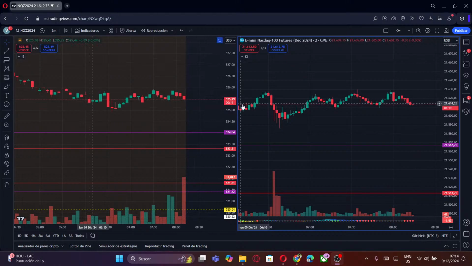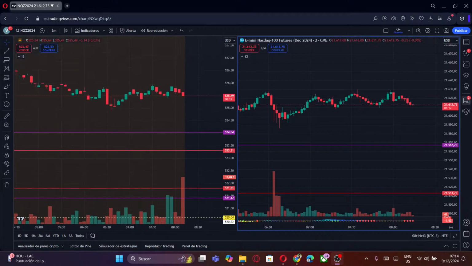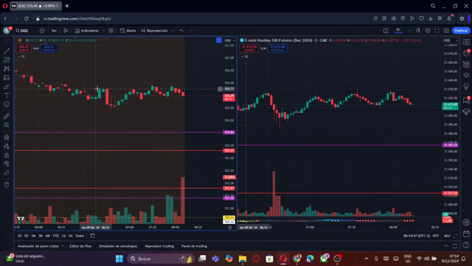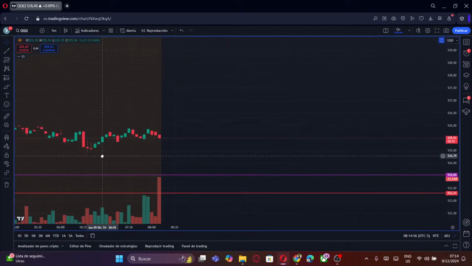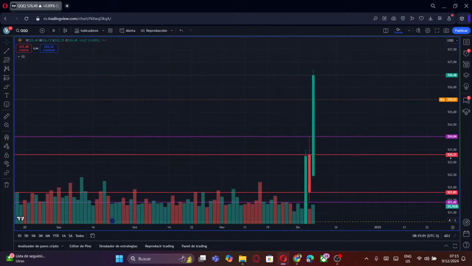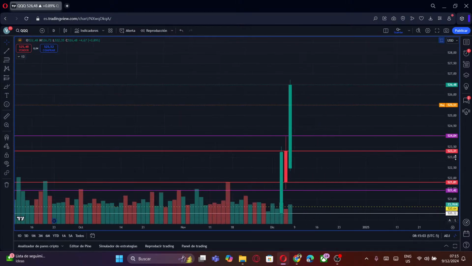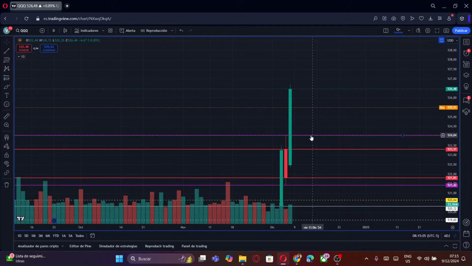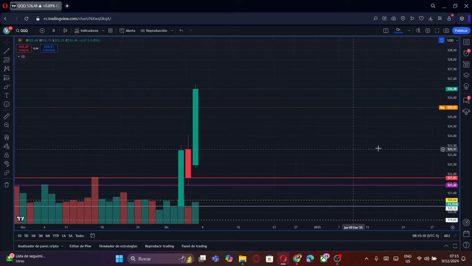Okay, let's go to the quick charting of QQQ and NQ. On my left side I have QQQ. On my right side I have NQ. Let's start with QQQ right now. Let's go to the daily. I'm going to delete all these lines. This is for Friday. Let me activate the magnet.